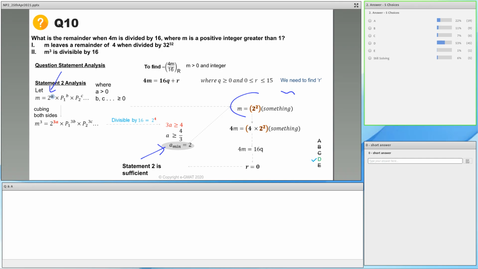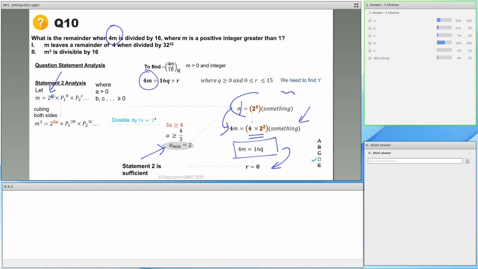And in this question, are we concerned with m or are we concerned with 4m? We're concerned with 4m, right? From m cube I got m, from m I got m cube. Now from this m I need 4m. I'm multiplying by 4. So at the very least you have 4 into 4 happening. It's 4 into 4 into something. I don't care what the something is. But 4m equal to 16 times something, which means remainder is yet again 0.